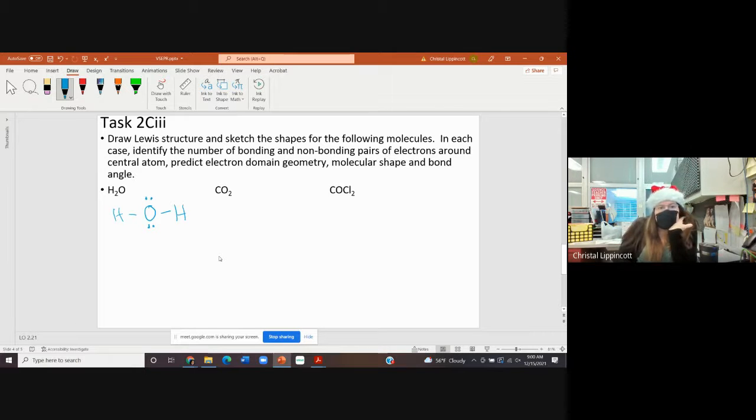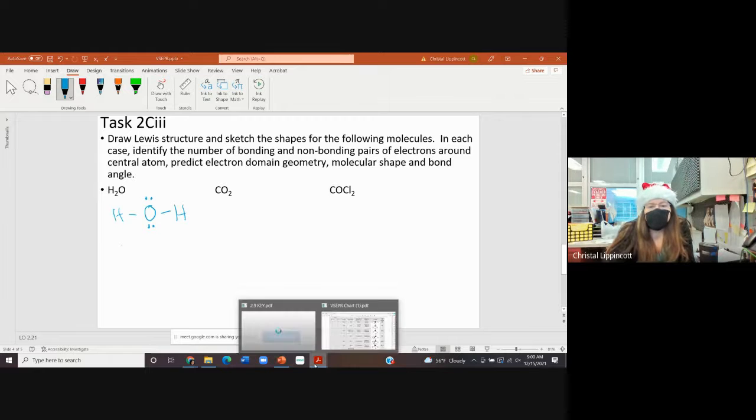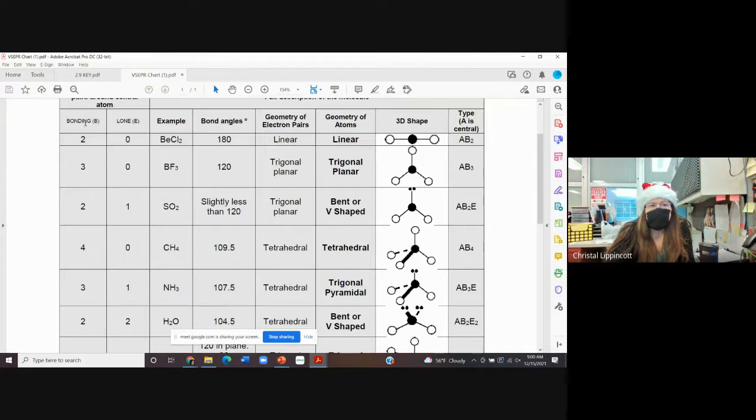So when you draw this, how many atoms are bonded to the central atom? 2. How many lone pairs of electrons do we have? 2. So then you go over to this chart. You're going to find how many are bonded to it, which you said were 2, and how many lone pairs you had, which you said is 2. So you go down here until you find where it says 2, 2.